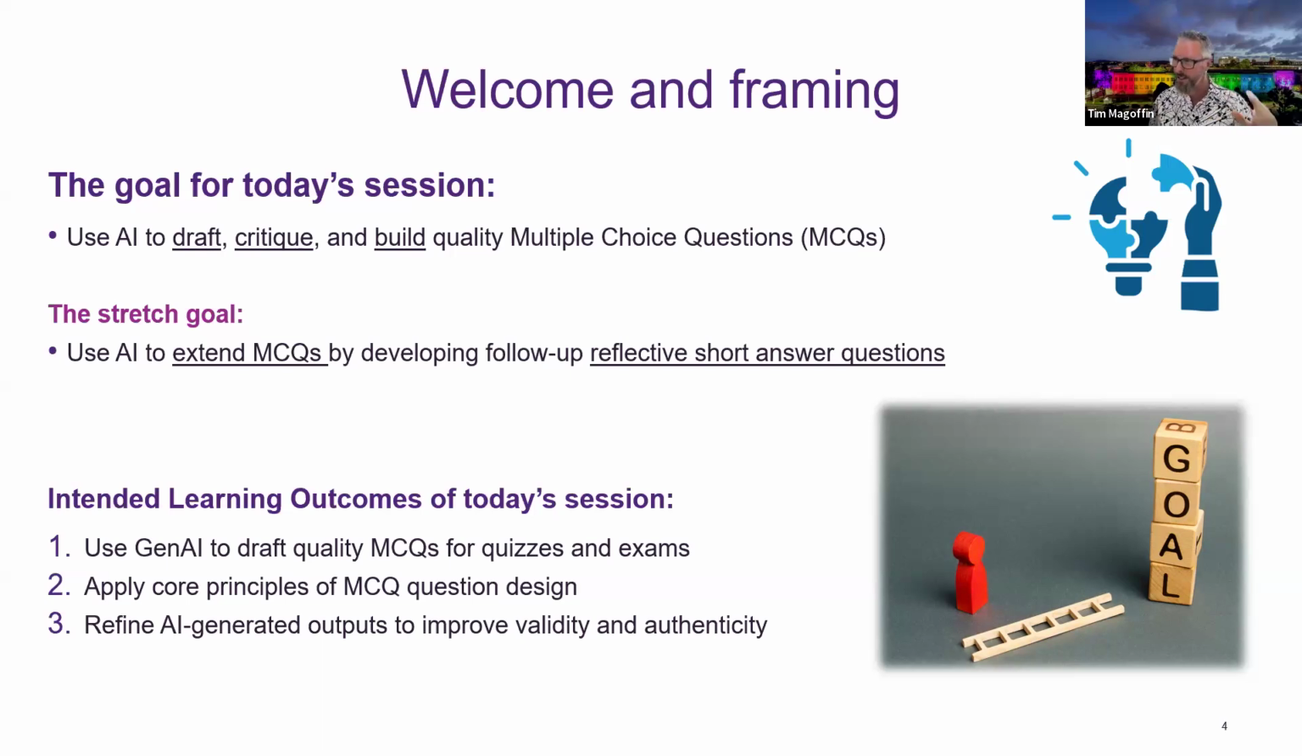So we can isolate a few principles around multiple choice questions and AI can do some heavy lifting for us, but we still really, really do need the human. Don't forget that part. A little bit of a stretch goal: we might be able to look at an AI prompt that can help build short answer reflective questions. So if you've done a multiple choice question, there might be a way to build in a reflective response.